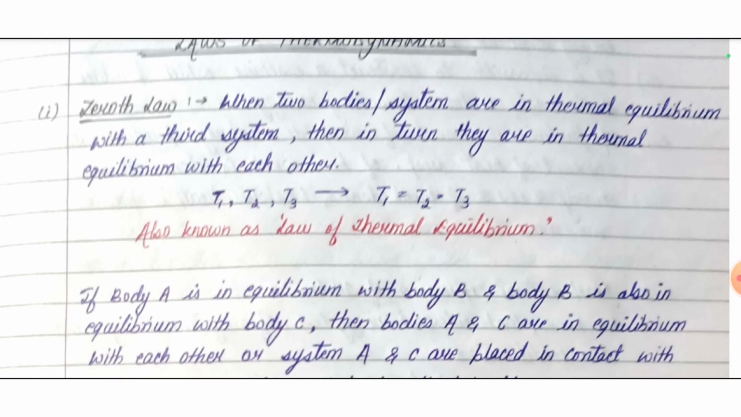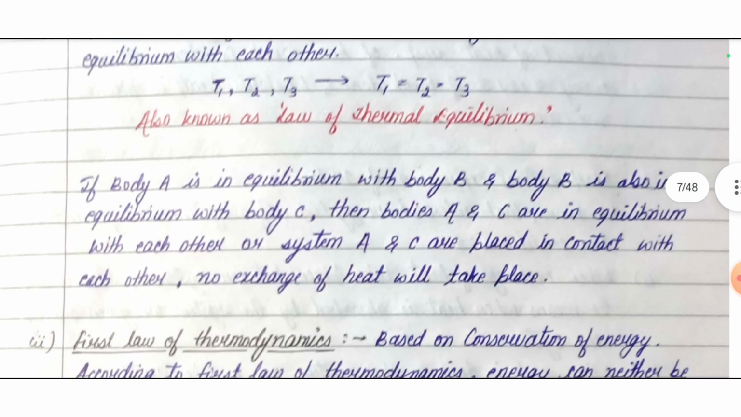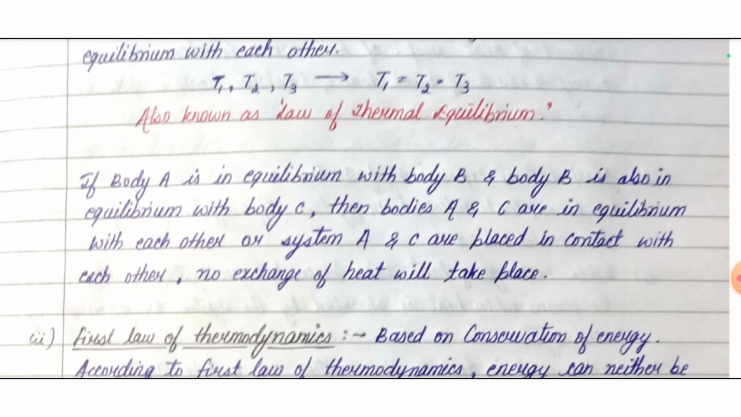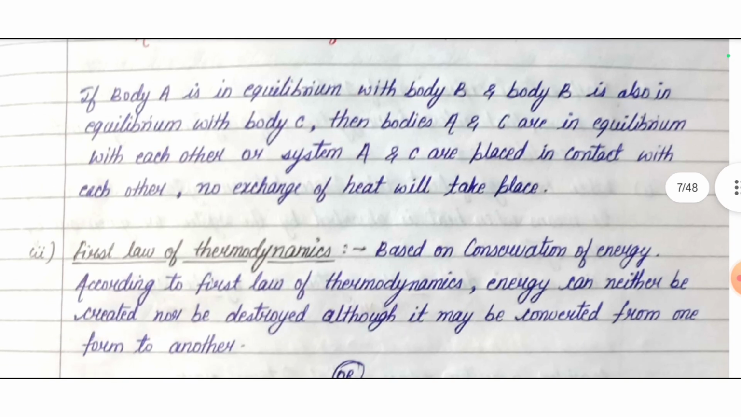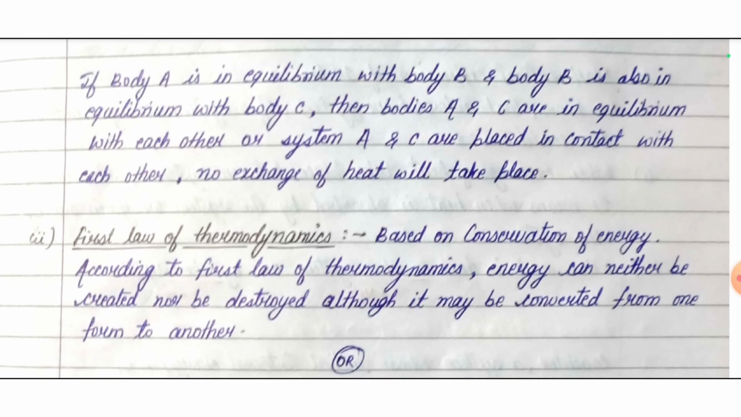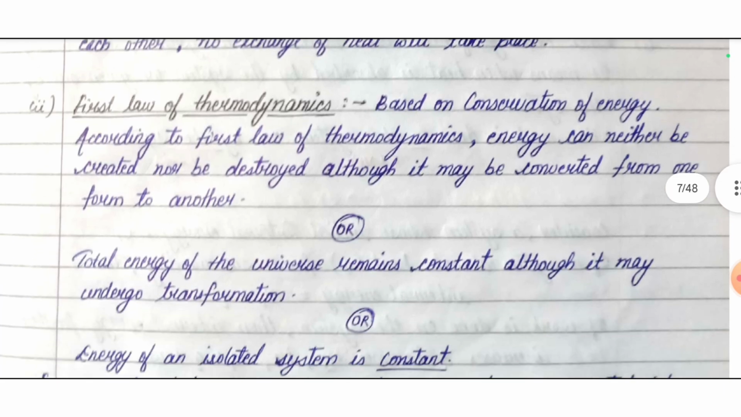Laws of thermodynamics. Zeroth law. When two bodies are in thermal equilibrium with a third system, then in turn they are in thermal equilibrium with each other. T1 equals T2 equals T3. Also known as the law of thermal equilibrium. If a body A is in equilibrium with body B, and body B is also in equilibrium with body C, then bodies A and C are in equilibrium with each other, or if systems A and C are placed in contact with each other, no exchange of heat will take place.